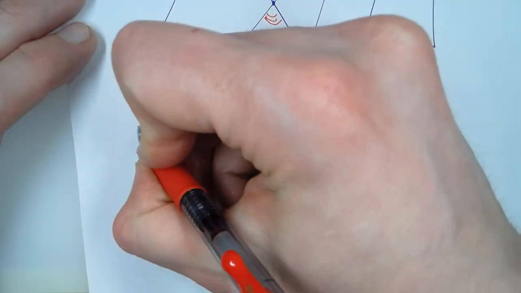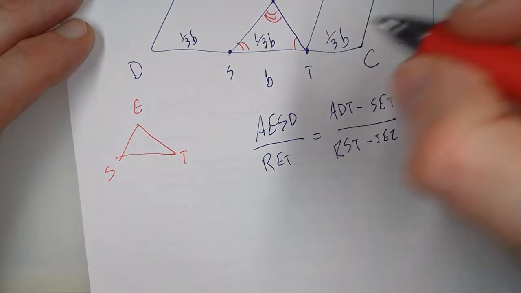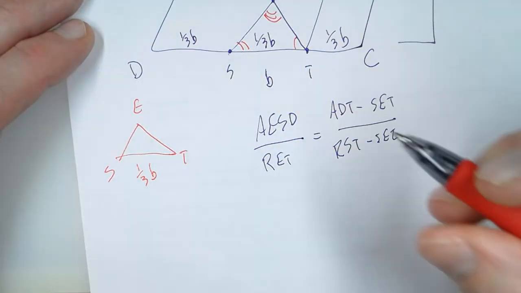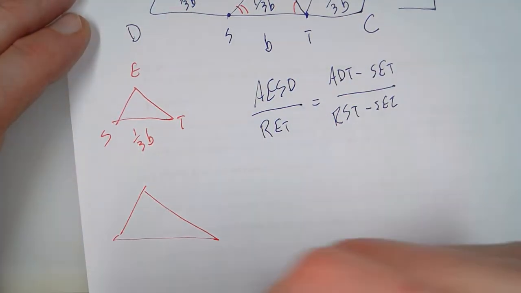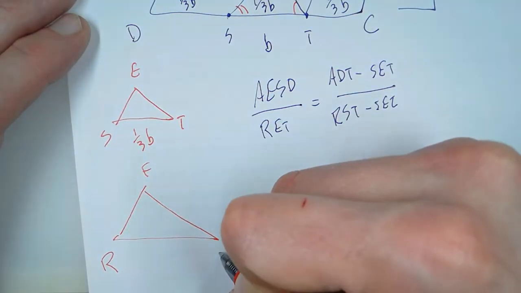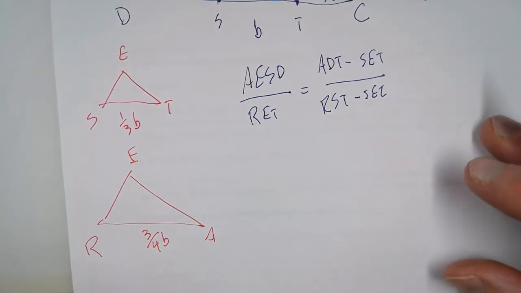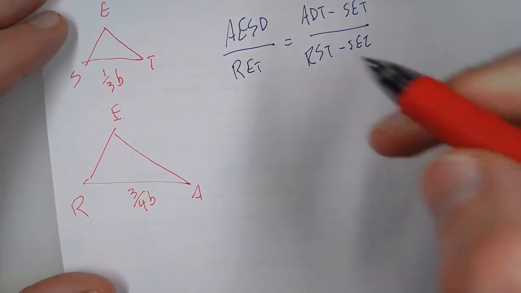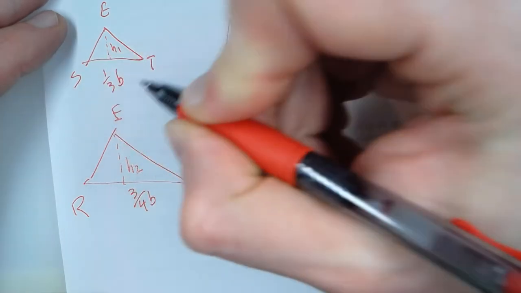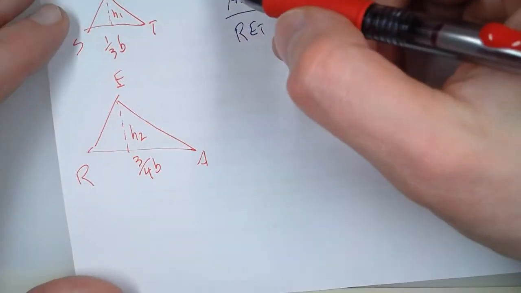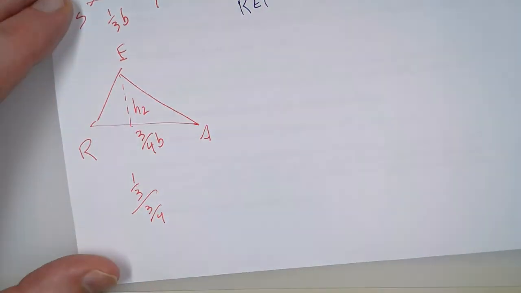So off to the side here, I'm going to draw SET. And the base of SET is 1/3 B. And for the other triangle, REA, the base is 3/4 B. So whatever the heights are, I'll just call this H1, and I'll call this H2. We know that they're in this proportion. They're in the ratio of 1/3 to 3/4. I just canceled out the B.